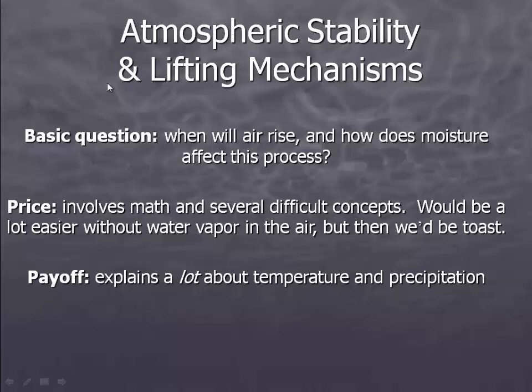This does come with a little bit of a price. It involves a lot of math and some difficult concepts. And it would be a lot easier without water vapor, but then we wouldn't be able to live here. So water vapor makes this a little bit challenging. But once you understand these very basic principles, and we're not going to go too much into the math, we're just going to show some lapse rates and some comparisons and graphs that you can draw. Once you're able to do this, it explains a lot about temperature and precipitation across the United States, which is very important for weather and climate.